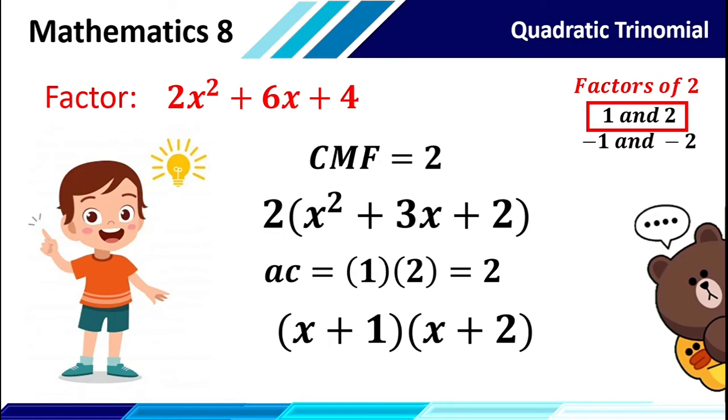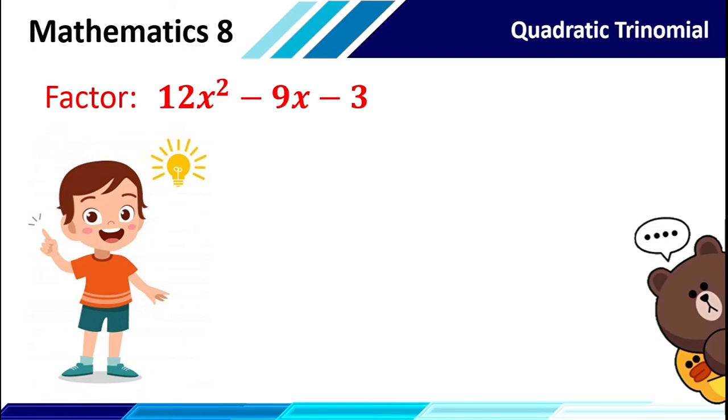Let's write it as the product of two binomials, and do not forget to write your common monomial factor in front of your factors. Therefore, the factored form of 2x squared plus 6x plus 4 is the quantity of x plus 1 times the quantity of x plus 2 times 2. Let's have our next example.